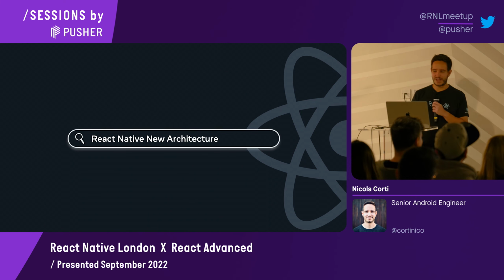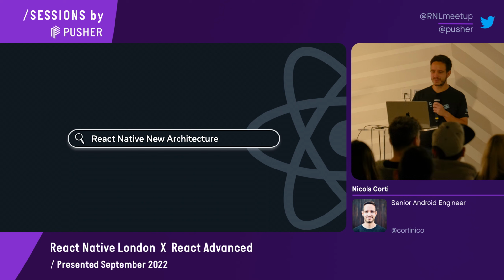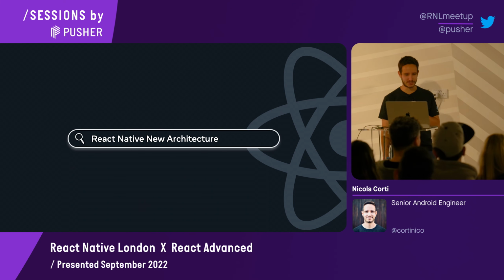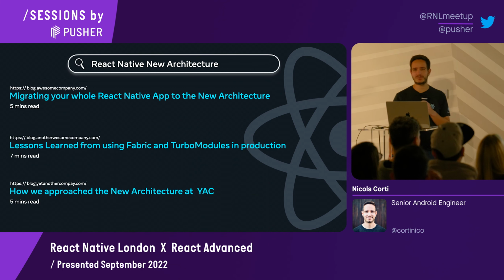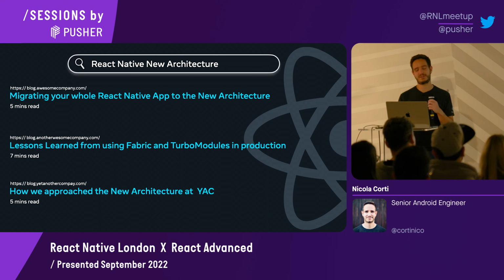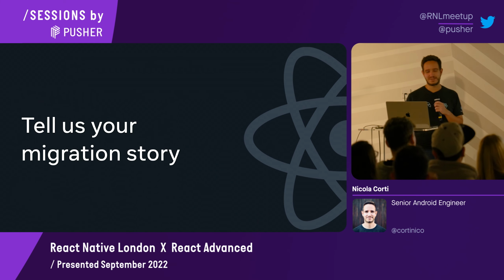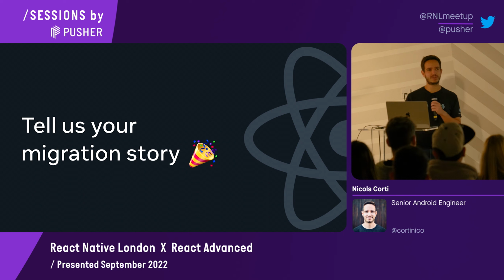And with this, I really hope that in a year from now or in 6 months from now, when I search React Native New Architecture on Google, I will actually find your story. That's what I want to read about. Tell us if things worked for you, if it didn't work for you, share feedback, let us know. And again, tell us your migration story. Tell us your pain, what works, what didn't work.